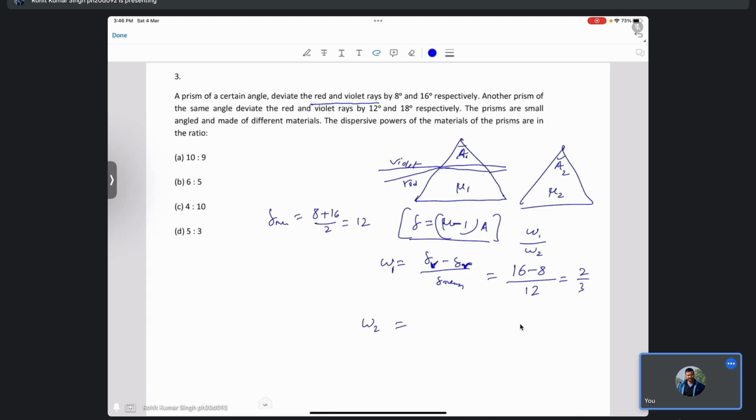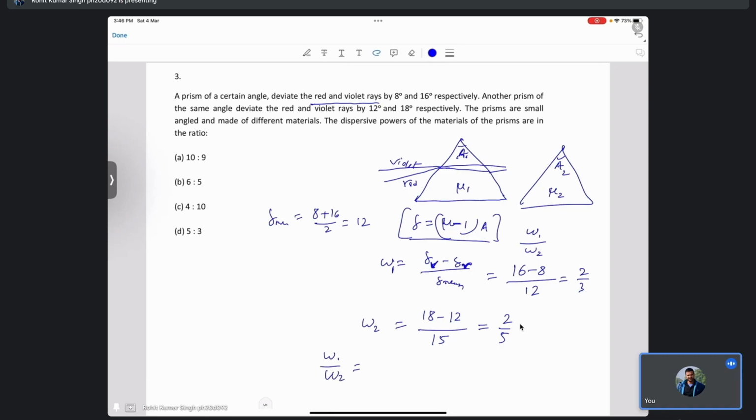Similarly, for the second prism, we have delta V and delta R as 18 degrees and 12 degrees. So let's put that here, and the mean of 18 and 12 is 15, because 18 plus 12 is 30, and divided by 2 is 15. So this comes as 2 by 5, and the ratio W1 by W2 is what?